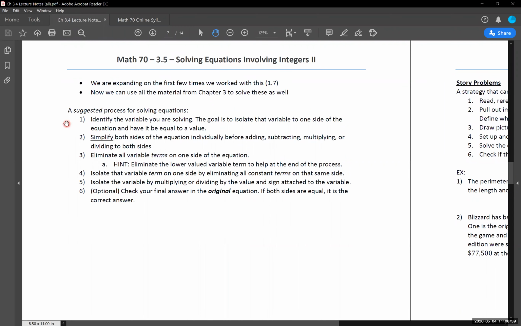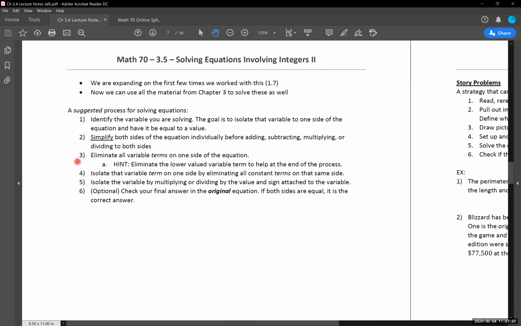First and foremost, identify the variable you're solving for. And again, just like we did in the past, the goal is to isolate that variable to one side of the equation and have it be equal to a value. So x equals a number, y equals a number, n equals a number, something to that effect. That's our ultimate goal. Then, simplify both sides of the equation before you do any addition, subtraction, multiplication, or division to both sides. When we are told to simplify, that's the buzzword for what you should be thinking: PEMDAS, order of operations.